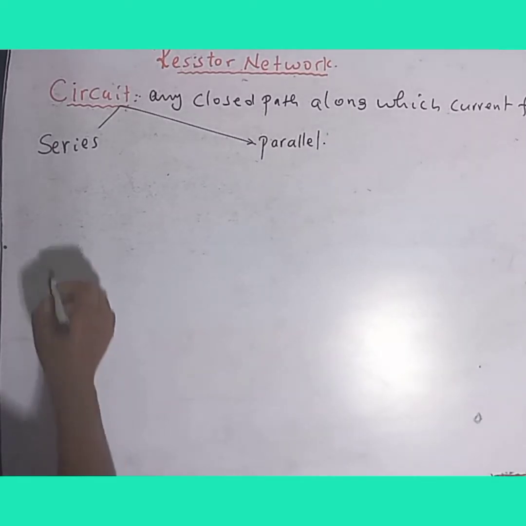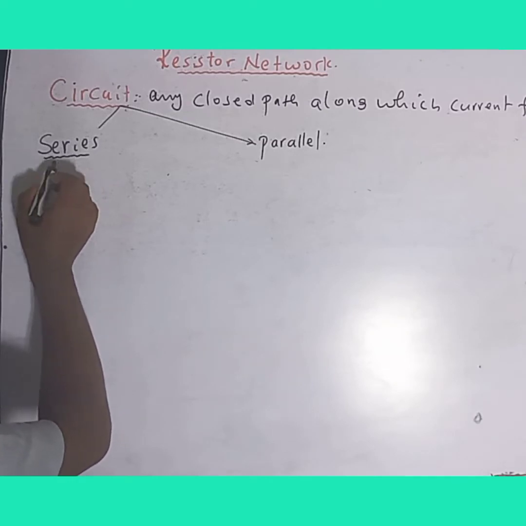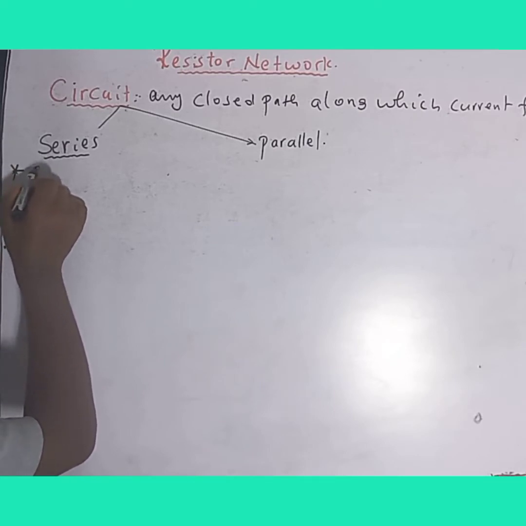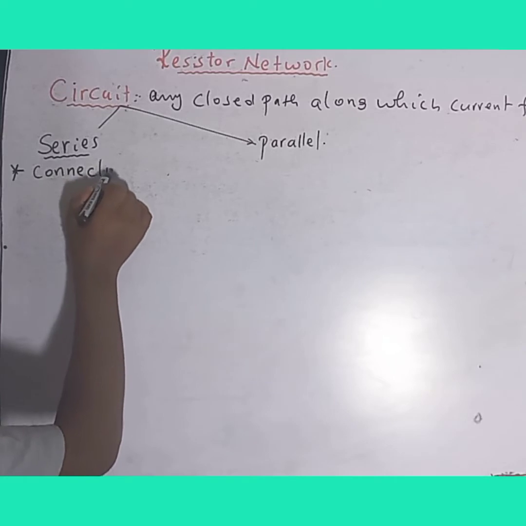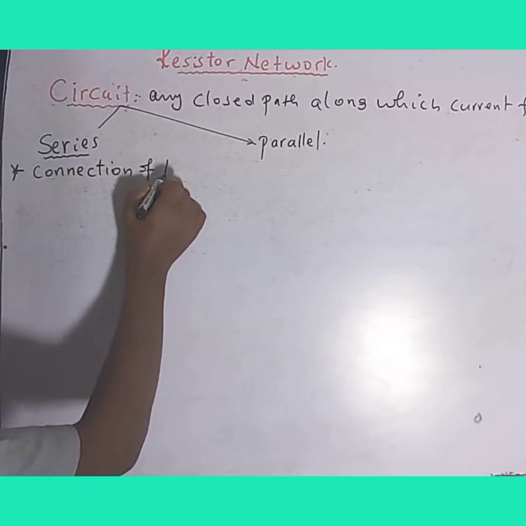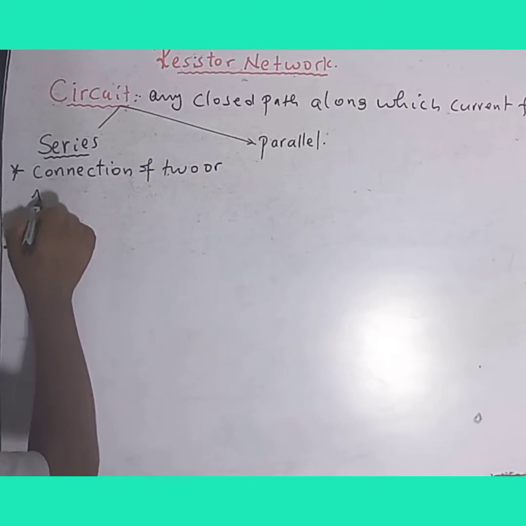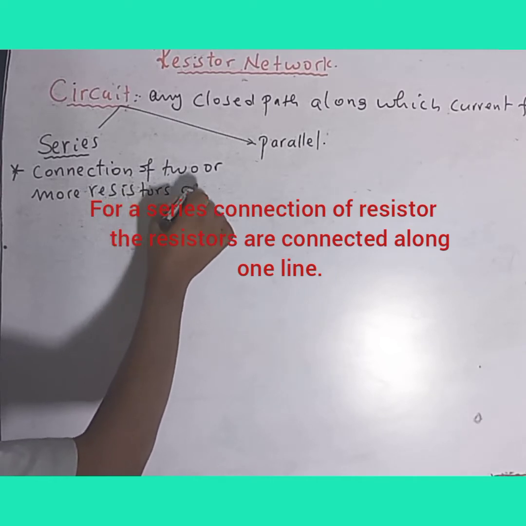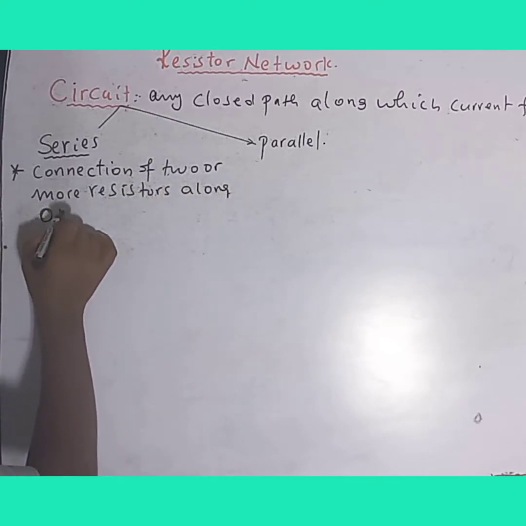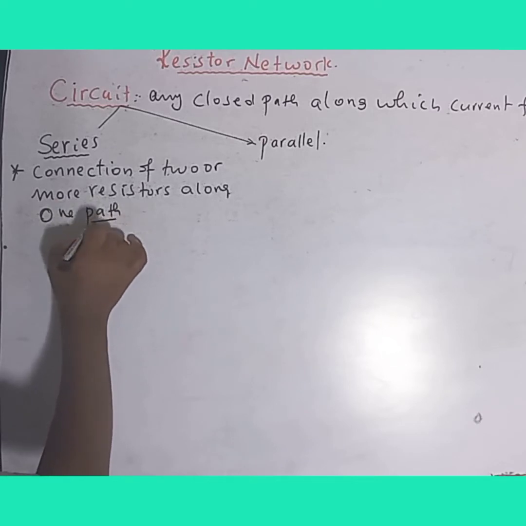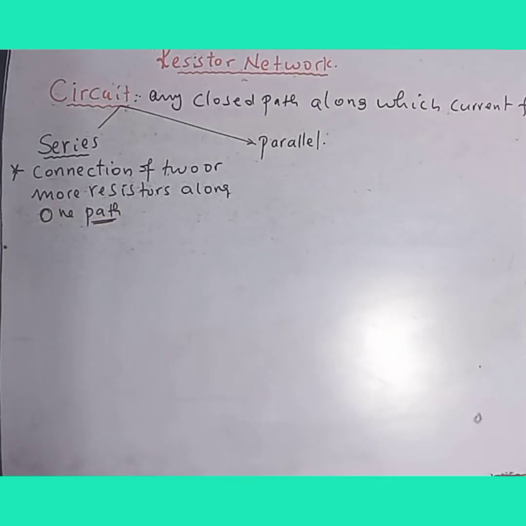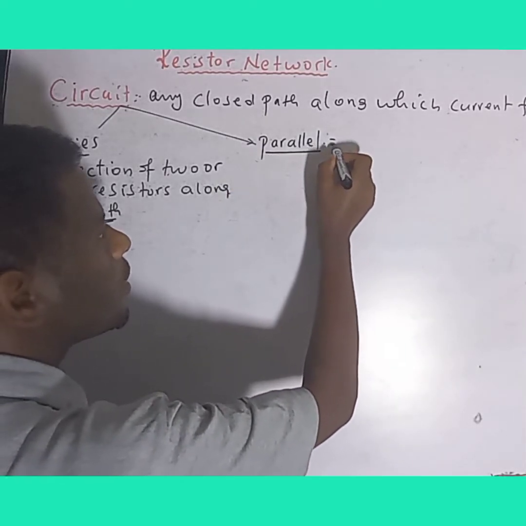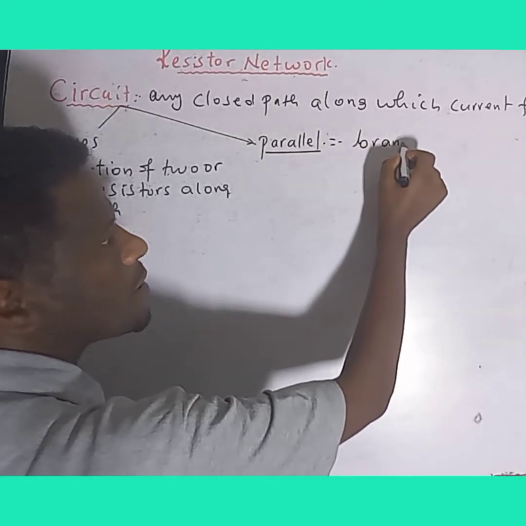Now let's see a series connection of resistors. When we say series, it is a connection of two or more resistors along one path, which means current flows along one path, and the second one, a parallel connection, which means a branched circuit.